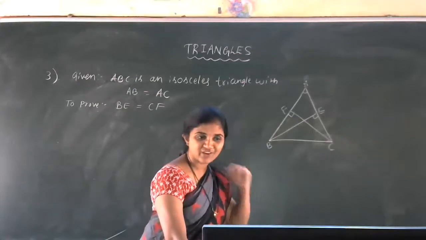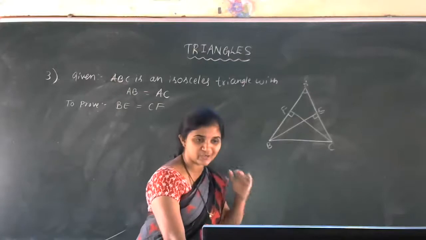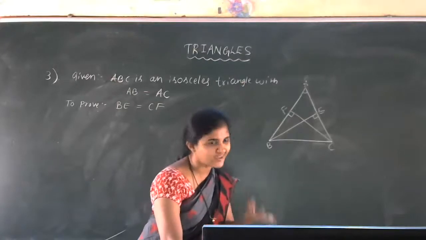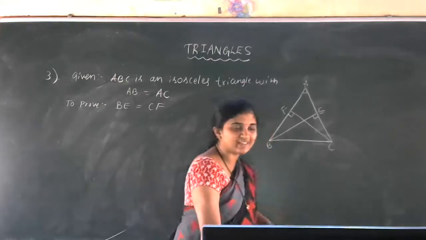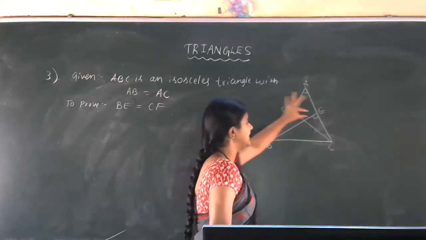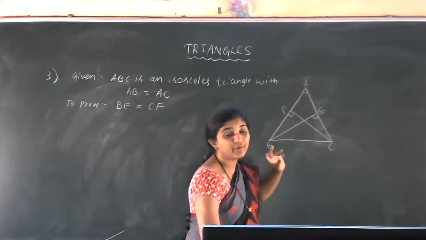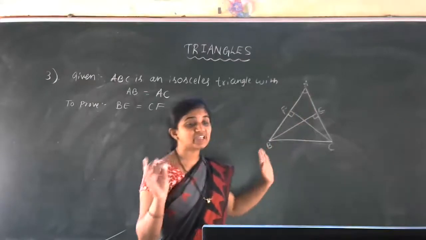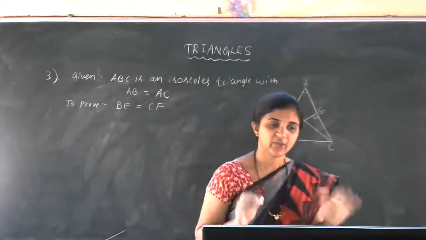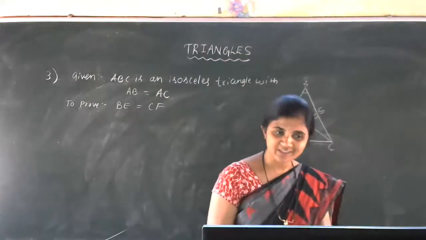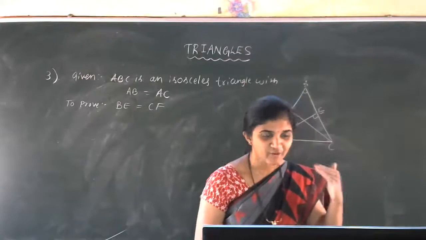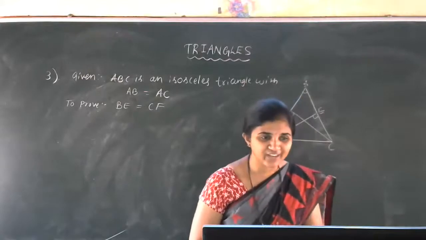If AB is equal to AC, then angles opposite to equal sides of an isosceles triangle are always equal, no? So we can use angle B is equal to angle C, and the angles of 90 degrees. So we can choose either pair of triangles for the congruency. That is your choice. Both are right.